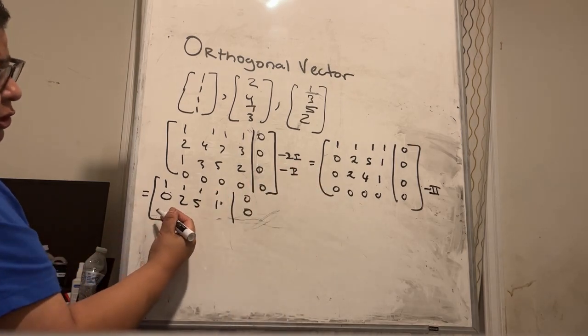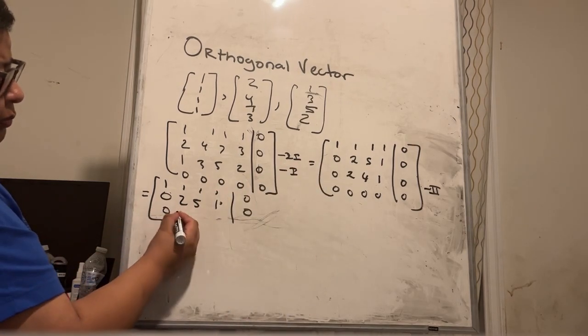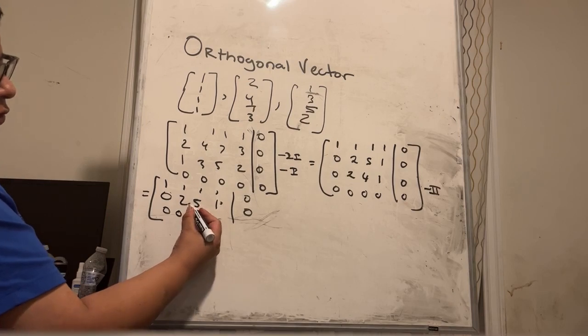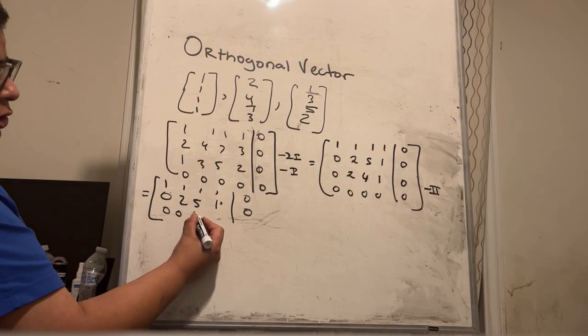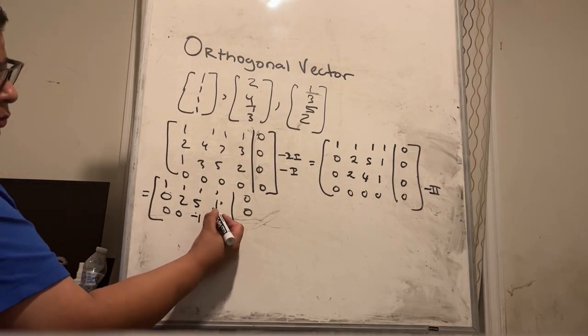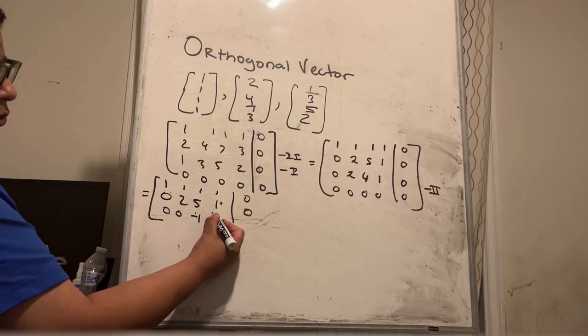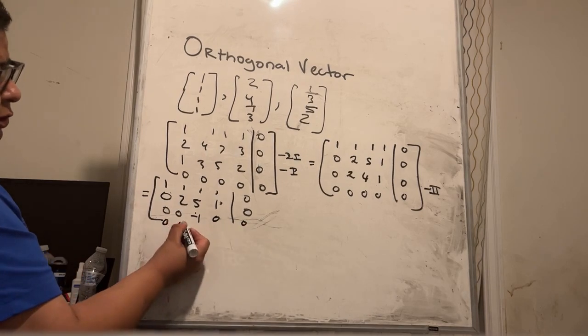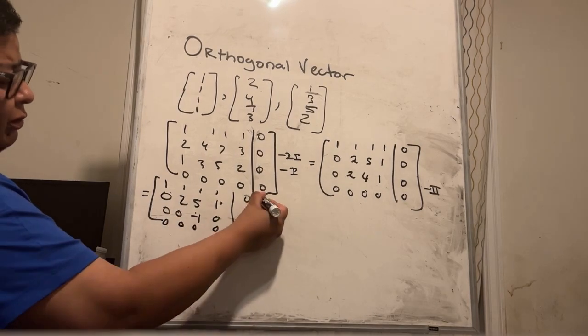So it's going to be 2 minus 2, that's 0. Then we have minus 5 plus 4, that's negative 1. Then minus 1 plus 1, that's going to be equal to 0 0 0 0 0.